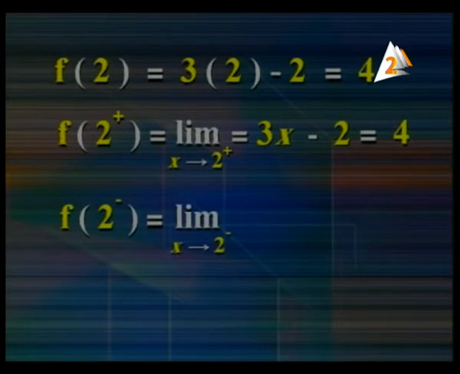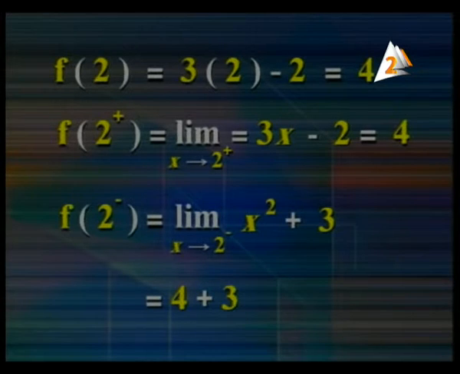f of 2, 3 times 2 minus 2 by substitution, equals 4, the first branch. Therefore, f of 2 positive equals the limit when x tends to 2 from the right of 3x minus 2, which also equals 4. For f of 2 negative, the limit as x tends to 2 from the left, we substitute into the second branch, x² plus 3. Therefore, the answer is 4 plus 3 equals 7.